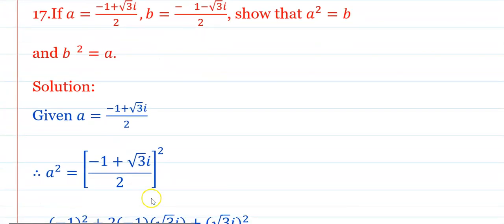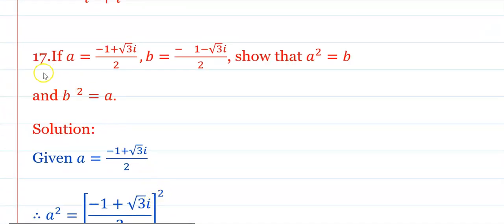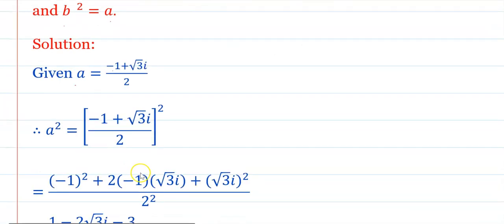Now the next problem number 17. If A is equals to minus 1 plus root 3i upon 2, B is equals to minus 1 minus root 3i upon 2, then show that A square is equals to B and B square is equals to A. Now first, A is equals to minus 1 plus root 3i upon 2. मग त्याचा स्क्वेअर करणार. Here is A square. In bracket, minus 1 plus root 3i upon 2, bracket square.